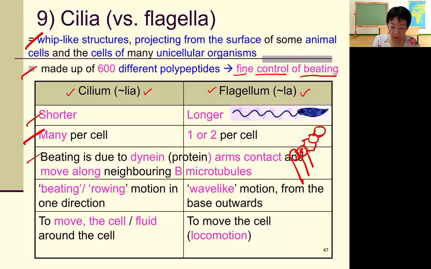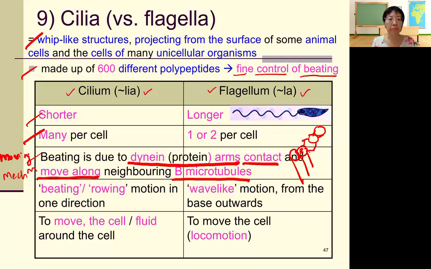The beating mechanism is due to dynein protein arms coming into contact and then moving along the neighboring B microtubules. So that is the moving mechanism of the cilia and flagella. I'm going to show you exactly how they move afterwards. Cilium moves by beating or rowing movement, whereas flagellum has wave-like movement. I'll show you afterwards. The function of cilium: if the cell is not attached to something, it is to move the cell. But if the cell is attached to something, it cannot move.